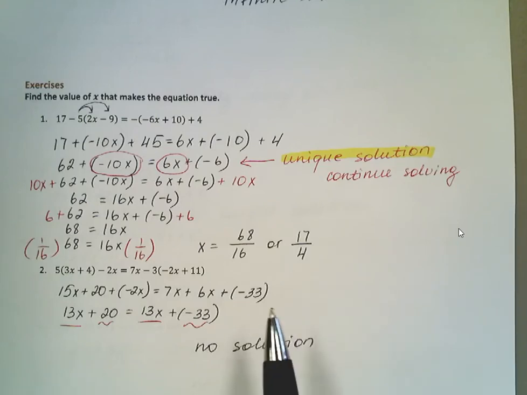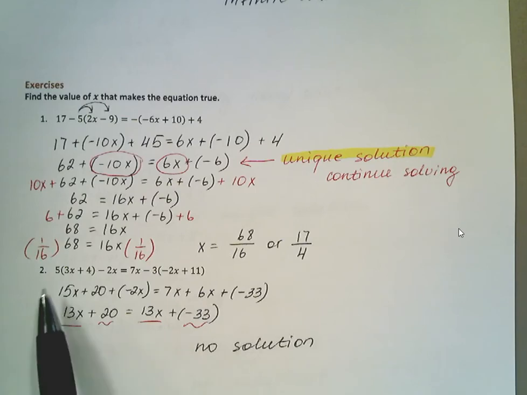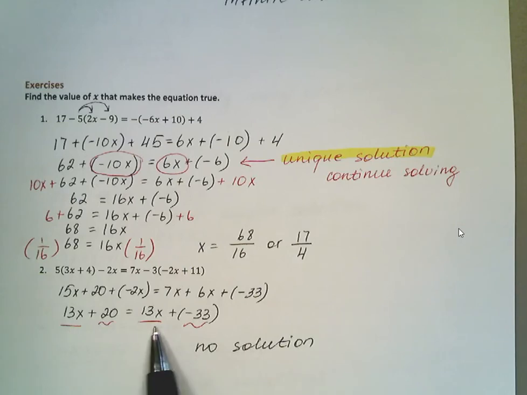Okay. Number two, I simplified by opening the parentheses using distributive property. After I did that, I ended up with 13x plus 20 equals 13x plus negative 33. Because I have the same coefficients of x and different constants, I know that my equation is not going to have a solution. No matter what number I put instead of x, I will end up with 0 for the x. Okay.